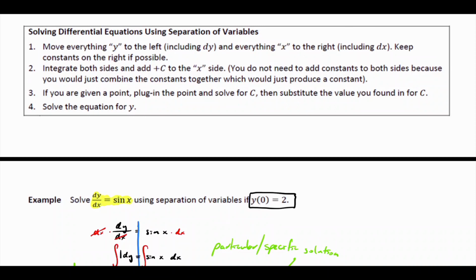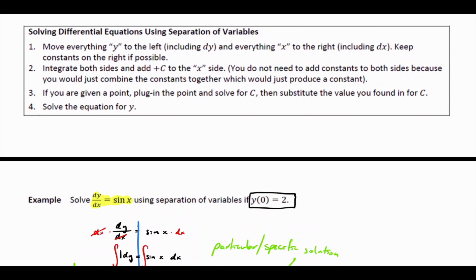Everything y related goes to the left. Everything x related goes to the right. That's the first thing. Second thing, integrate both sides. We haven't seen any where we need to do u substitution, but we will today. There will be some where we need to do u substitution because u substitution is a part of antiderivatives. Okay? Once you integrate both sides, if you're given a point, plug it in, solve for y.